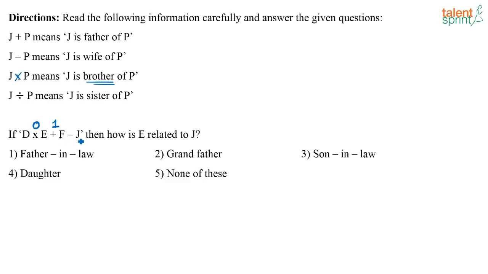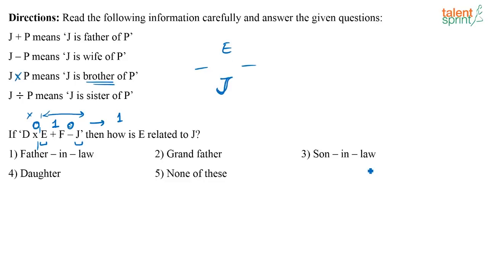Next, F and J. F minus J means J is the wife of P, so here F is the wife of J. So they are in the same generation. Now how is E related to J? What is the generation gap between E and J? See, here I have 1, here I have 0. I needn't consider this part at all. I just need this part, right? If I look at E and J, the generation gap between them is 1 plus 0, that is 1. So the generation gap between E and J is 1, which means E is one generation above J. This much I know, right? If E is in this generation, just below that generation J will come.